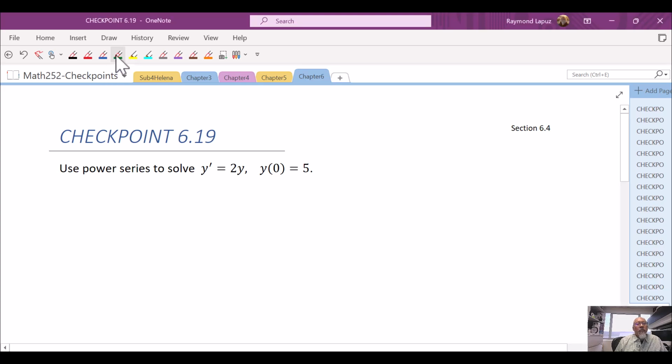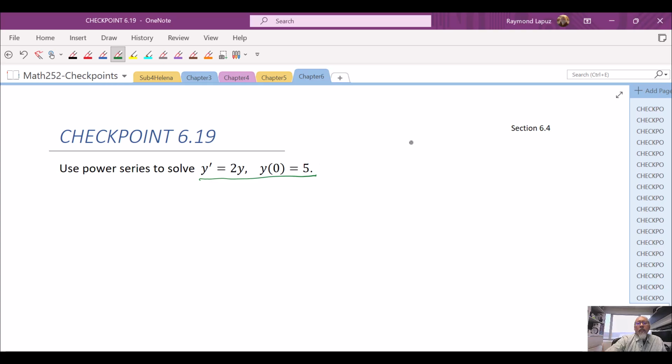My name is Lapuz. In this video we'll be doing checkpoint 6.19 coming from section 6.4. It says use the power series to solve y prime equals 2y when y of 0 is equal to 5. So we have an initial value problem, a differential equation with an initial condition, and they're asking us to use power series to solve for this.